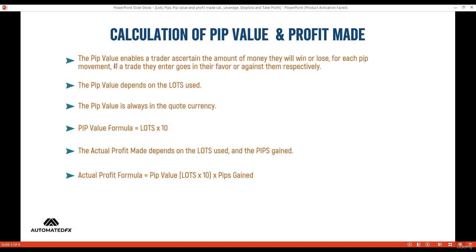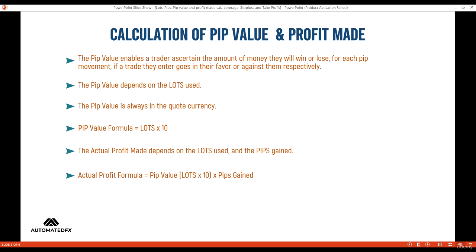So what's the term pip value? What does it stand for? The pip value is what enables a trader ascertain the amount of money they make or they lose for each pip movement if a trade goes in their favor or against them respectively. The pip value depends on the lots used. Remember we have spoken about lots or lot size, and this pip value depends solely on the lot size the trader uses.